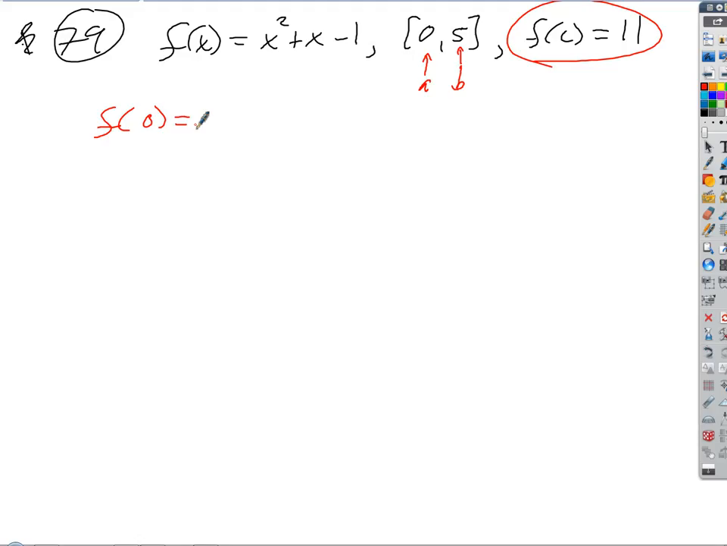So what's the value of f of A? F of 0 is -1. F of 5 is, what is it, 29? Yeah. So is 11 between the values of the function at the endpoints? It is, isn't it? 11 falls in between -1 and 29, so we do meet the criteria of the intermediate value theorem. And so that guarantees the existence of at least one value of c where this happens.